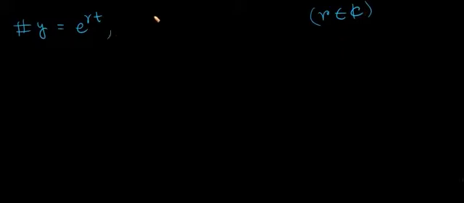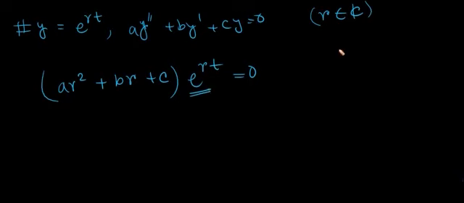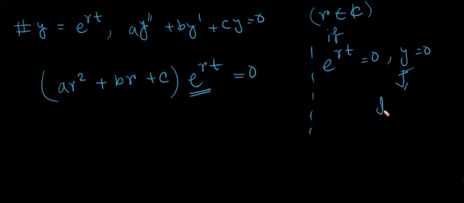And so let's recall our equation. That was a y double prime plus b y prime plus c y equals 0, and we want to put y equals e to the power rt into here. If you do that, this will be ar squared plus br plus c, and there you will have e to the power rt, equals 0. But if e to the power rt is 0, that means y is 0, and this is called a trivial solution.